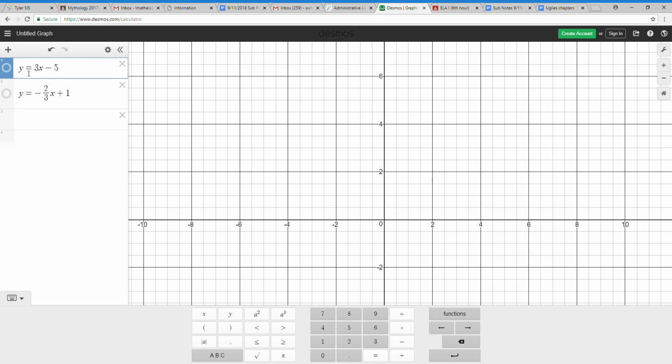Alright, for these two equations, you'll see I have them written up in the corner. These are two equations that are simply in slope-intercept form. So they're going to be pretty straightforward when it comes to graphing and when it comes to determining the slope.